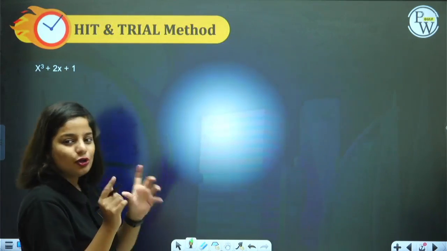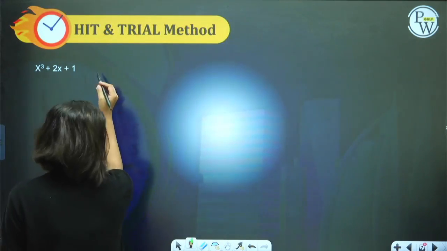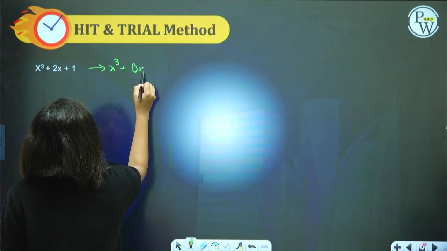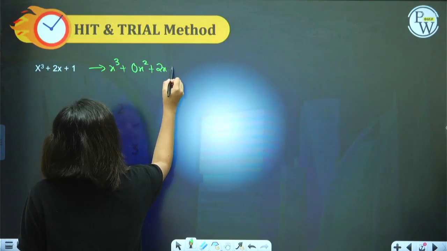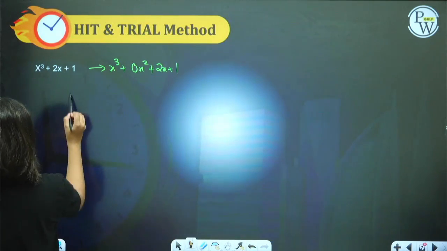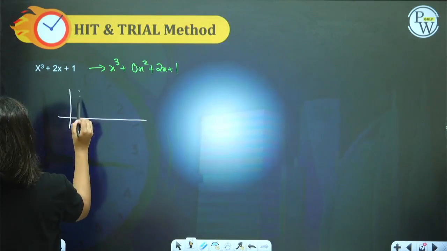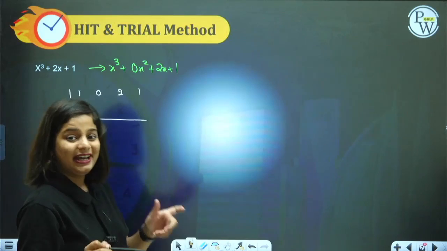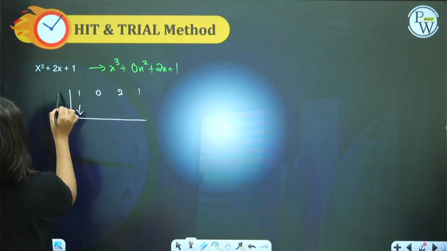Right. This is not a proper cubic. Let's rewrite this cubic: x cube plus 0x square plus 2x plus 1. Now it's perfect to be solved. What are the coefficients? 1, 0, 2, 1. What should we hit it with? 1. Let's try with 1.